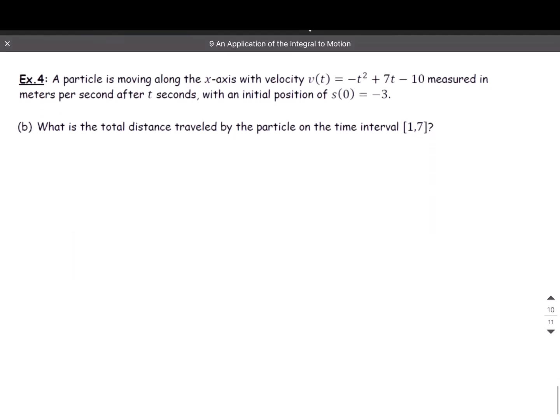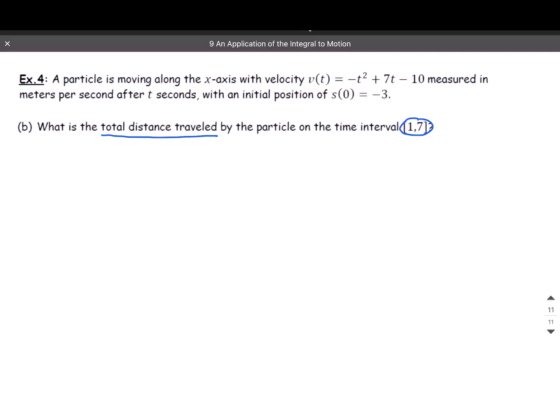Now, same problem, but we want the total distance traveled by the particle on the same time difference. Okay, so we know the displacement: when they are 6 feet to the left of the origin, they're at negative 6 feet. Now we want the total distance traveled. So here's the problem with total distance traveled without a calculator. How do you integrate the absolute value?